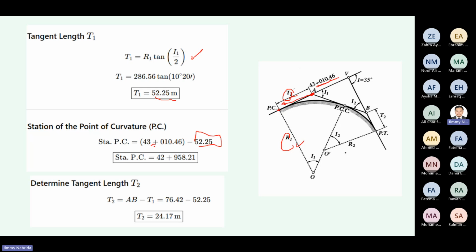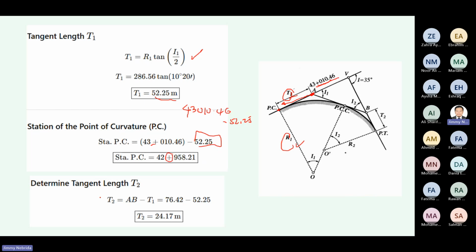So when you use it in the calculator, you just type 43,010.46 minus 52.25. It will give you 42,000, and you just separate it with the plus 958.21.